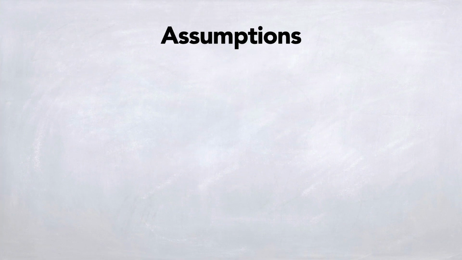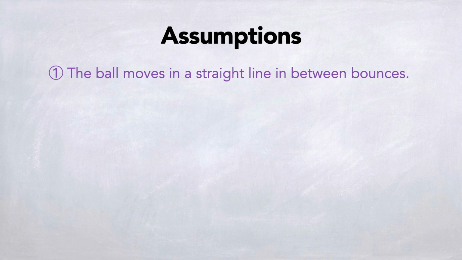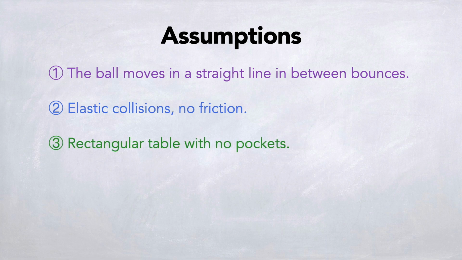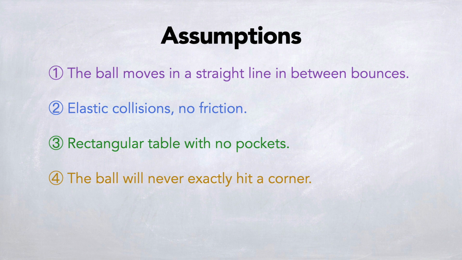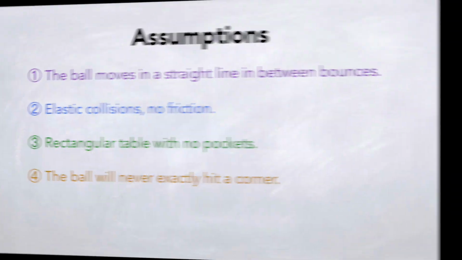To be clear what we mean by mathematical billiards, we are always assuming that the ball moves in a straight line in between each collision. There's no spin and no trick shots. We also assume there's no loss of energy due to friction or drag. For this particular game, we are using a rectangular table, and we won't be worrying about the ball falling into any of the pockets. Lastly, we assume that the ball never exactly hits a corner because our strings only use symbols for the four sides.